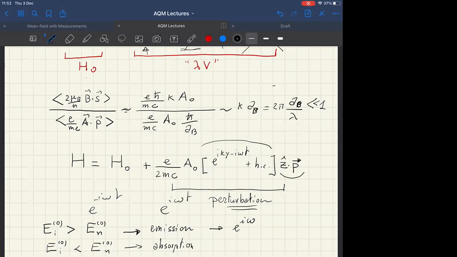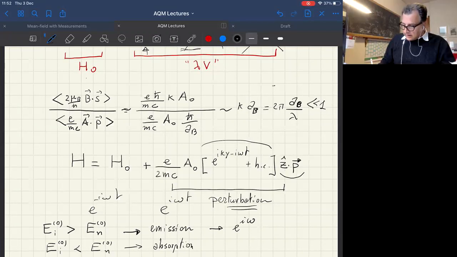Professor, i is initial? Yes. n is the final? Yes. Okay, thanks. So you will see that if you consider emission, then this term will be important and the other in the absorption, okay?